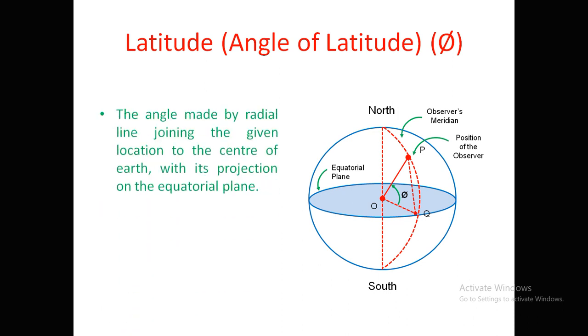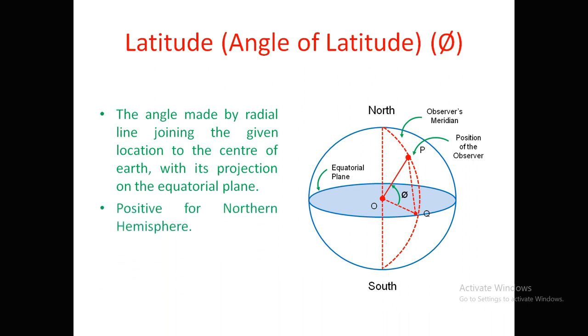The formal definition is like this: the angle made by the radial line joining the given location to the center of Earth, that means this line PO, where P is the location and O is the center of Earth, with its projection on the equatorial plane. The projection on the equatorial plane is OQ, and with the OQ line we need to take the angle. This angle is called latitude or angle of latitude.